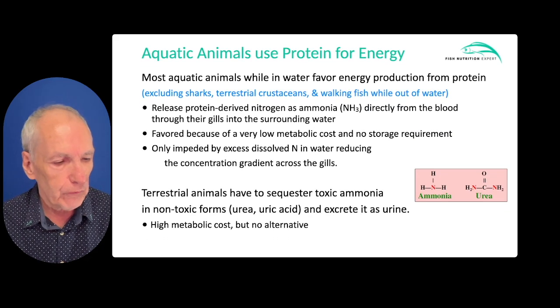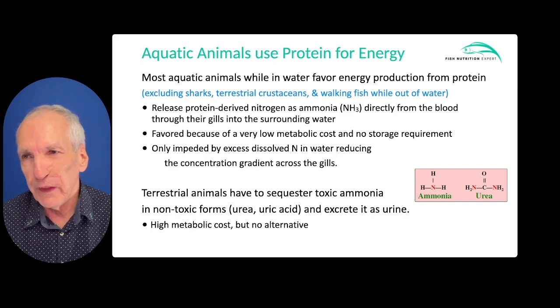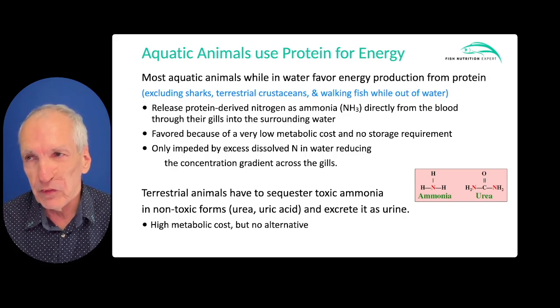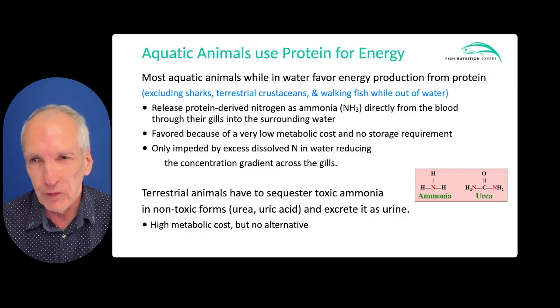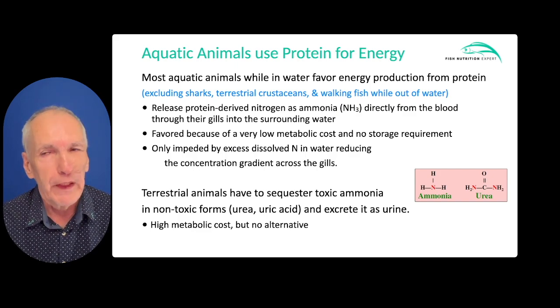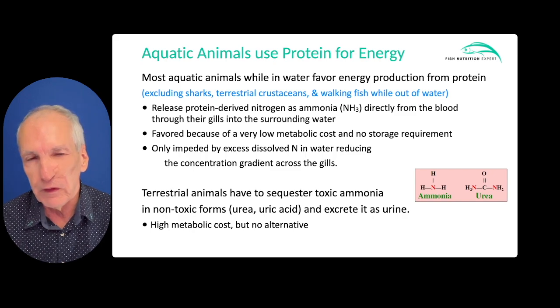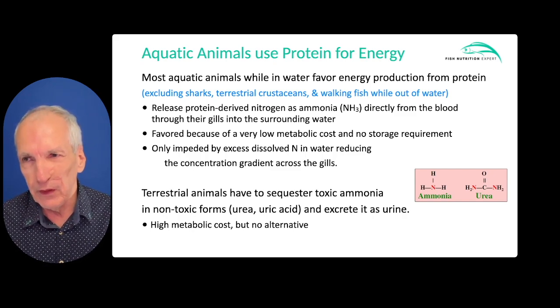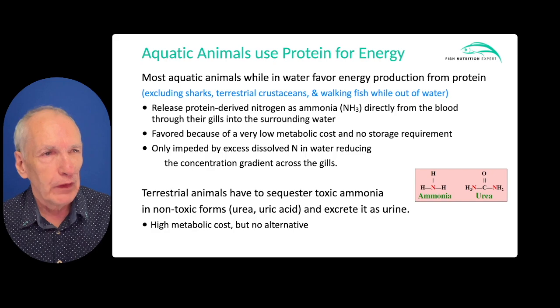Now, one of the complications with aquatic animals is they are very susceptible to using protein for energy. And that's because most aquatic animals, while in water, favor energy production from protein, and this excludes sharks, terrestrial crustaceans, and walking fish while out of water. So walking fish, what's that? Well, walking catfish, snakehead, anabas, the climbing perch, and then of course at the seaside, maybe you've seen gobies, living in the mud on the seaside, and they climb out of the holes. While they're out of the water, they are producing urea, and when they're in the water, they can be just excreting ammonia. So I made some notes here.